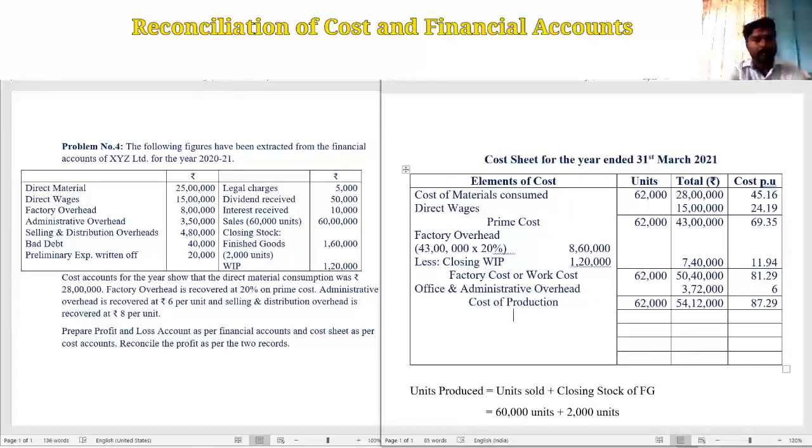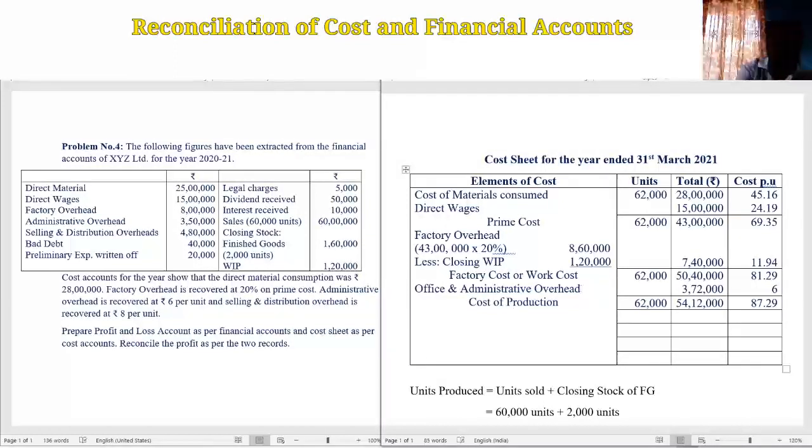Next, opening stock of finished goods. Actually it is not given, so it is left to you. It is better to go through the procedure. To the cost of production, add opening stock of finished goods, then less closing stock of finished goods. In the problem, you need to go through it very clearly. If you are clear, then we can directly deduct the closing stock.